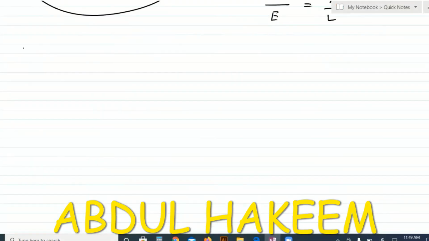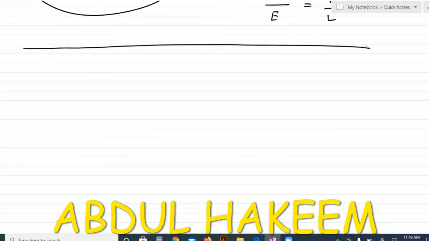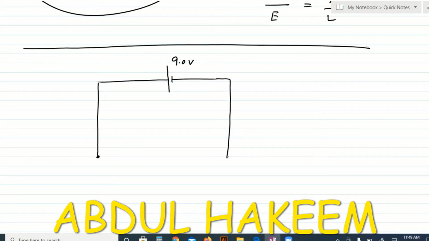Okay, suppose there is a cell of EMF, suppose 9.0 volt, two wires are connected and the resistance is negligible. This is A point, this is B point, and this is the constant wire, being the resistance wire.